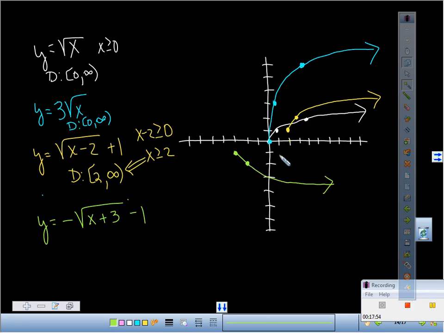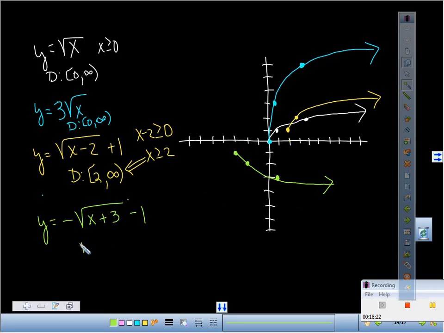Now, I could just put some other things. Like, 1 might be a good point to pick, right? Because 1 plus 3 is 4, and what's the square root of 4? 2. And what's the opposite of 2? And what's negative 2 minus 1? So at 1, it's negative 3. Oh, look how I'm pretty good, aren't I? Okay? All right. So, everybody understand.